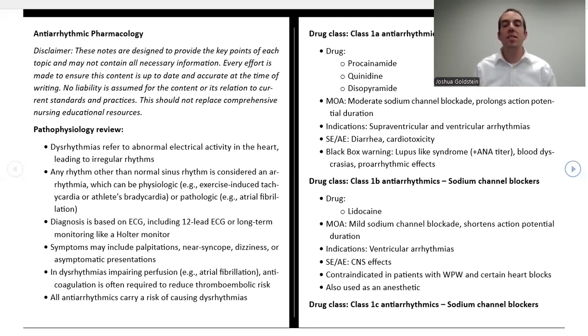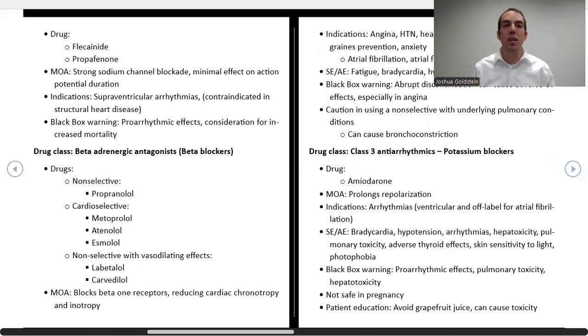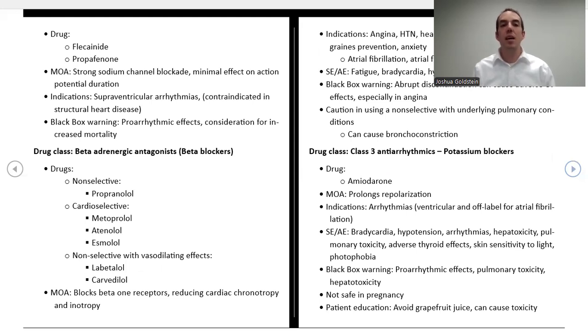Next, we have drug class 1C antiarrhythmics. These are still sodium channel blockers. These are some of the newer ones, like propafenone, that are also used to treat dysrhythmias. Again, these block sodium channels, and you can look over here at the specific ways that it does that. Again, I wouldn't harp on that. What do we use these for?